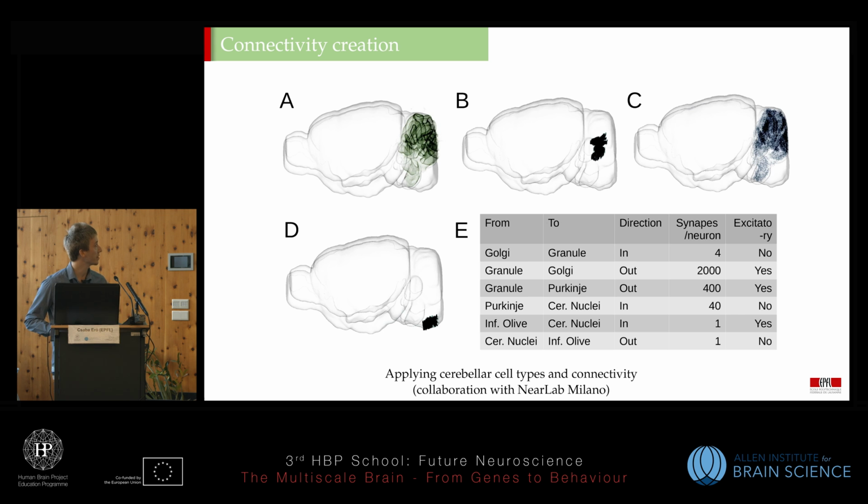Just to shift a little bit, we also started working on the cerebellum, this is still work in progress. So we have additional cell types that we can apply to the cerebellum, which I'm showing a few here. And also we have some connectivity between the different cell types of the cerebellum. All these numbers come from different sources. We're doing that in collaboration with the Neurolab in Milano.